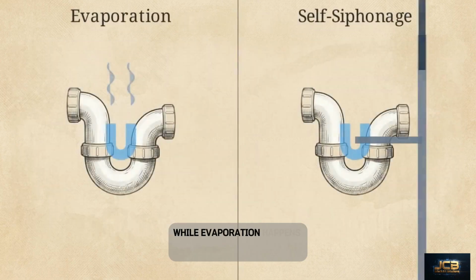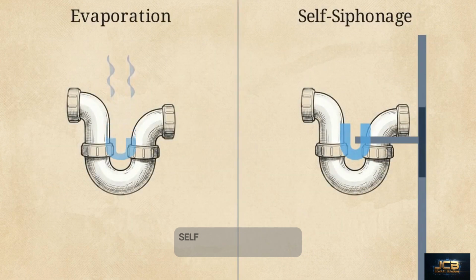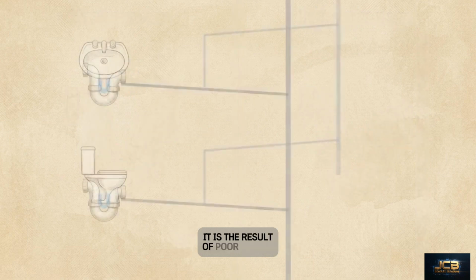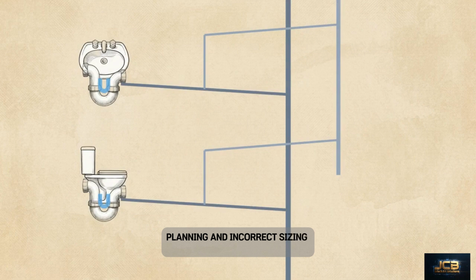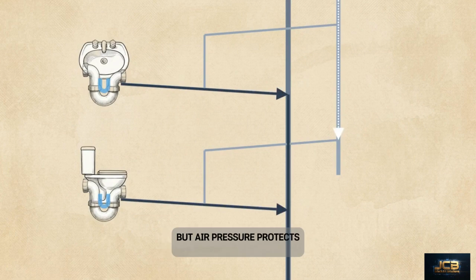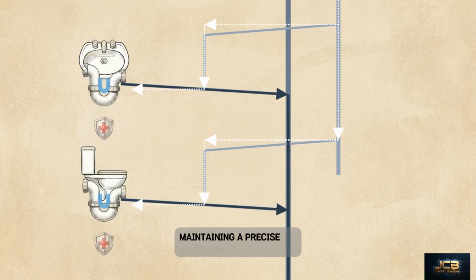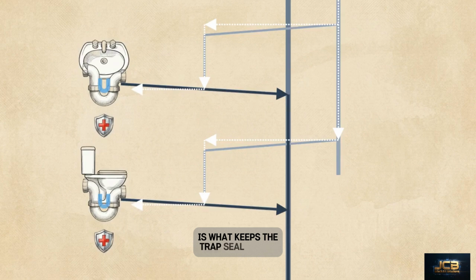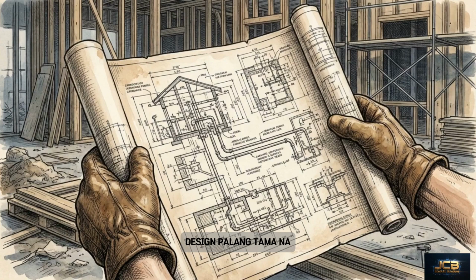While evaporation happens naturally over time, self-siphonage is usually an engineering failure. It is the result of poor layout planning and incorrect sizing assumptions. Gravity handles the waste, but air pressure protects the home. Maintaining a precise air pressure balance across the entire system is what keeps the trap seal intact and functioning as a health barrier. Design pa lang tama na, pero paano kung mali ang installation?